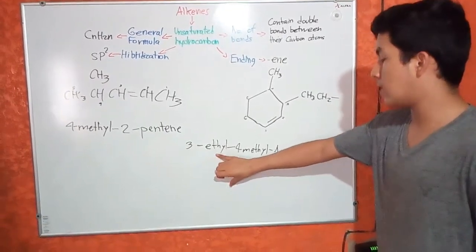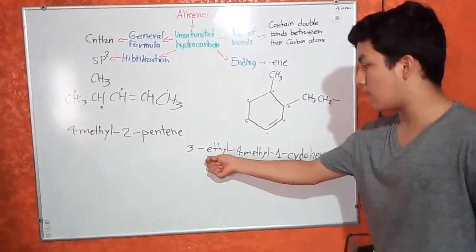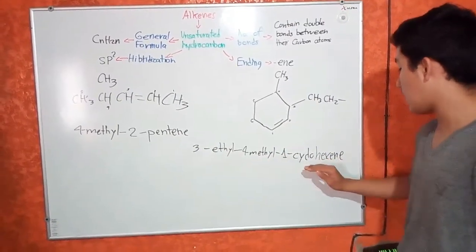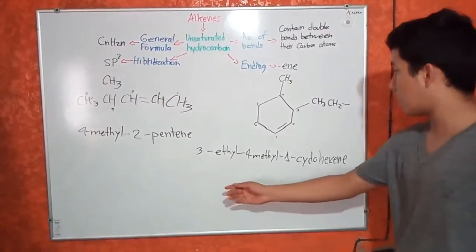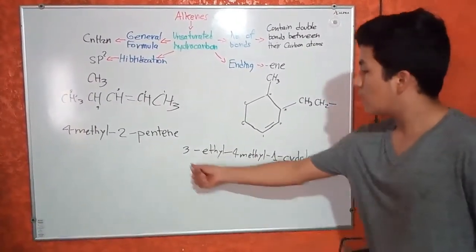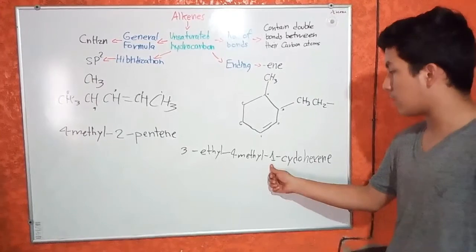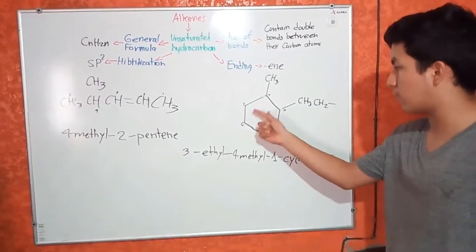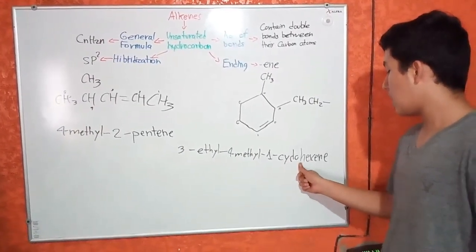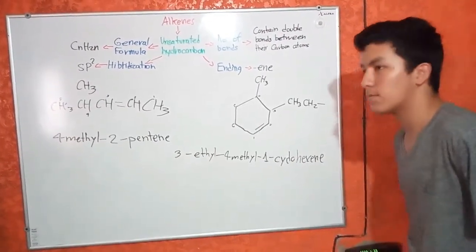And at the moment of writing the name, we use alphabetical order. So first is ethyl, then methyl, and at the end cyclohexene. So we write the name with the positions, separated by hyphens and commas if necessary: 3-ethyl-4-methyl-1-cyclohexene, or in this case just 1, because we have only 1 double bond, but if we have 2 or 3, it will depend. And instead of cyclohexene, it is going to be cyclohexadiene or cyclohexatriene, and that's all about the alkenes.